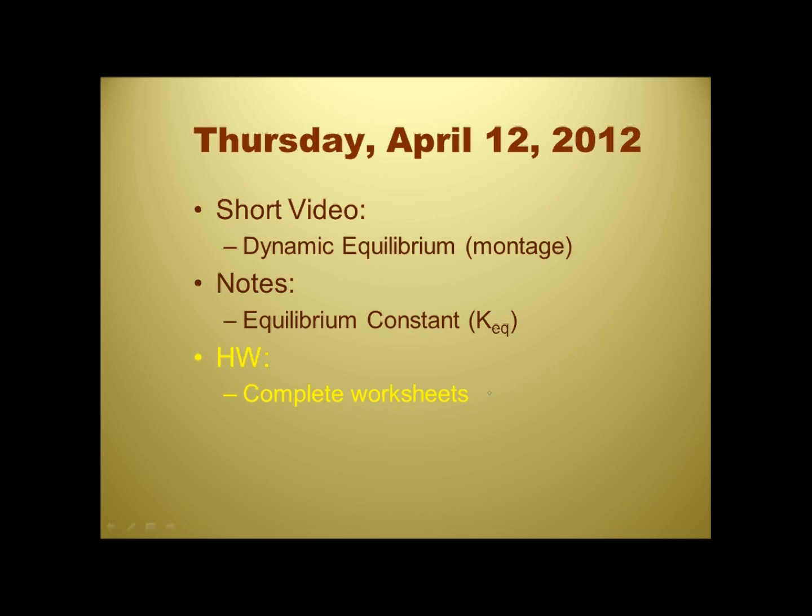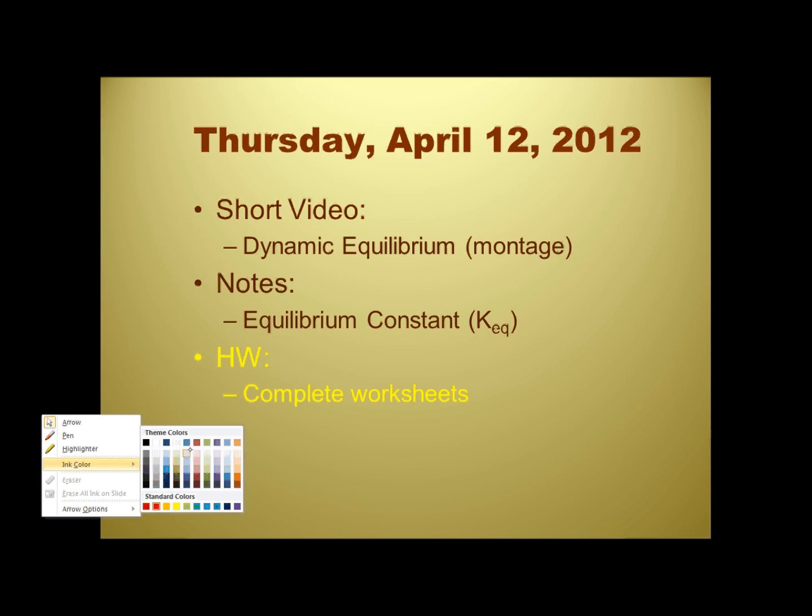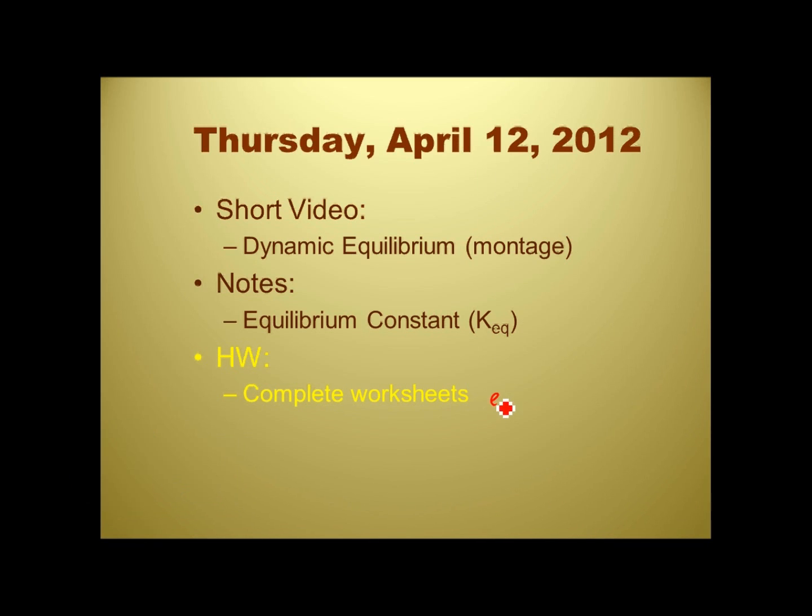I'm assigning the evens tonight because those are the problems that if you can do those problems, you can do the odds. My worksheet answer key is going to have both the evens and the odds. So if you don't do so hot on the evens, try out the odds and see how you did. Okay.